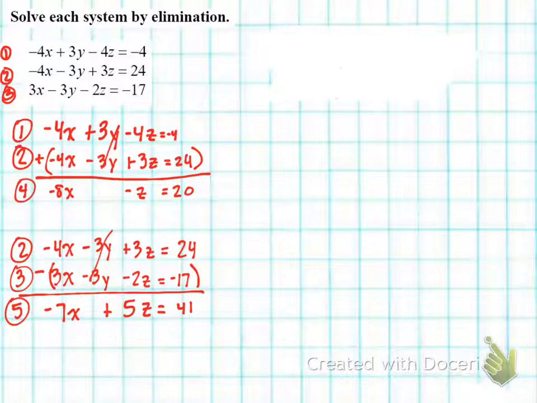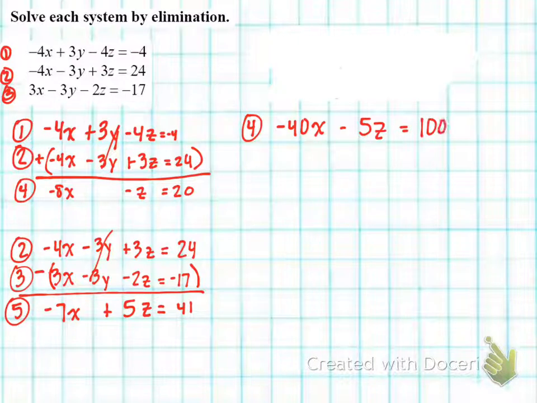So I know that if I look at negative 1z right here, there is 1z, and over here we have 5z. So I'm going to multiply this whole equation 4 by 5 so that I could have the same number of z's, okay? Sorry, I'm going to rewrite it. Rewriting equation 4, converting it, it's going to be negative 40x minus 5z is equal to 100. And then equation 5, you're just going to leave it the way it is because it's already good to go.